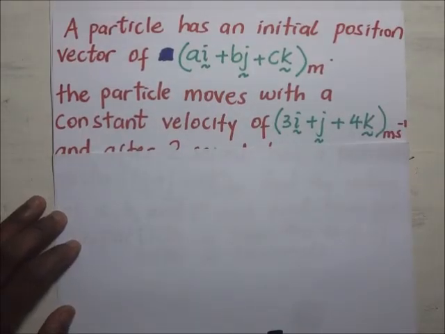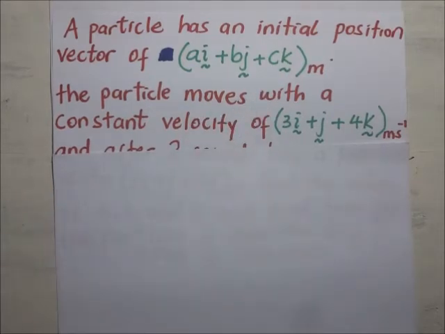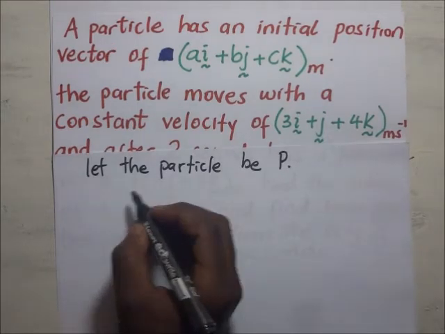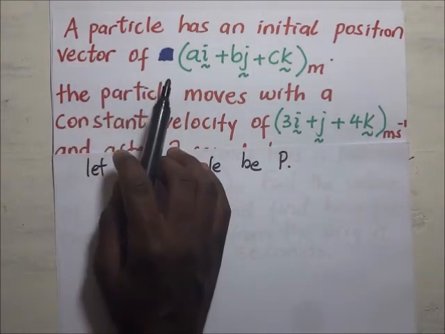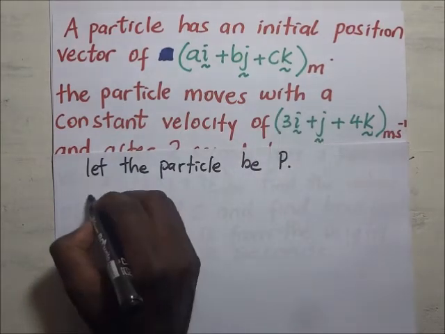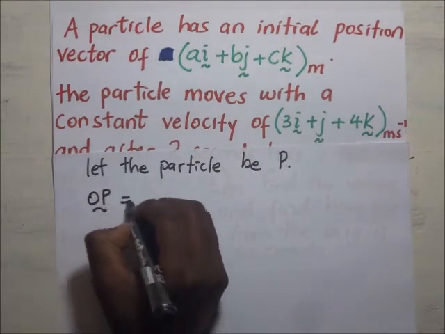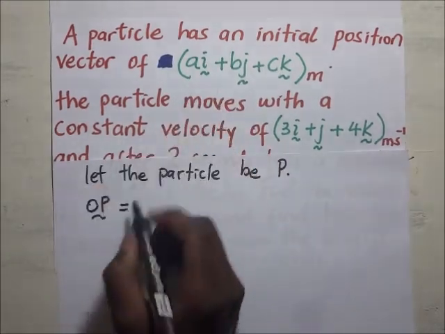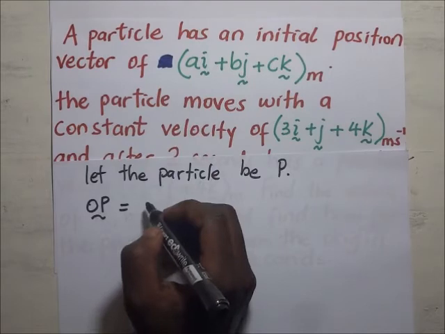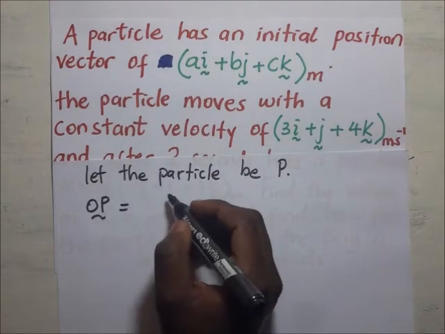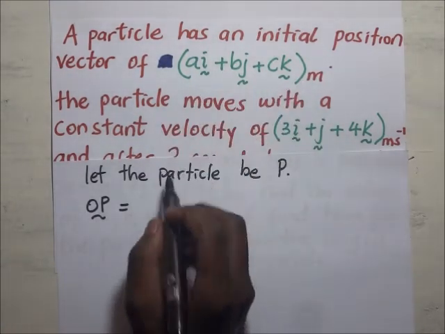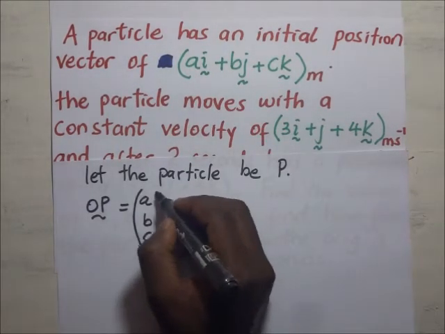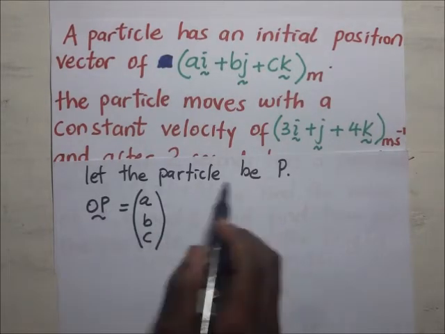We have another number here. A particle has an initial position vector of that. So now let's call that particle P. A particle has an initial position vector of this. So the initial position vector of P is going to be equal to (a, b, c). I like writing these in column form. It's easier to calculate them when they're in column form. Then we shall give the final answer in ij format. So this is going to be (a, b, c), the position vector of P.